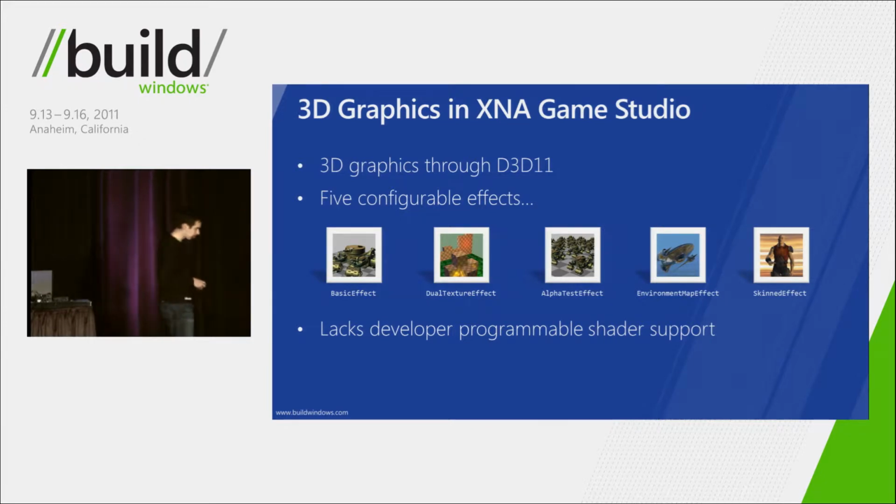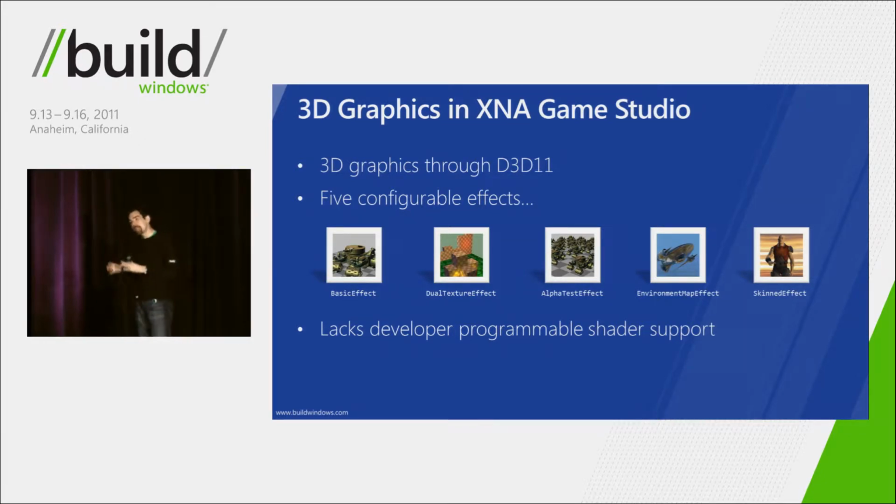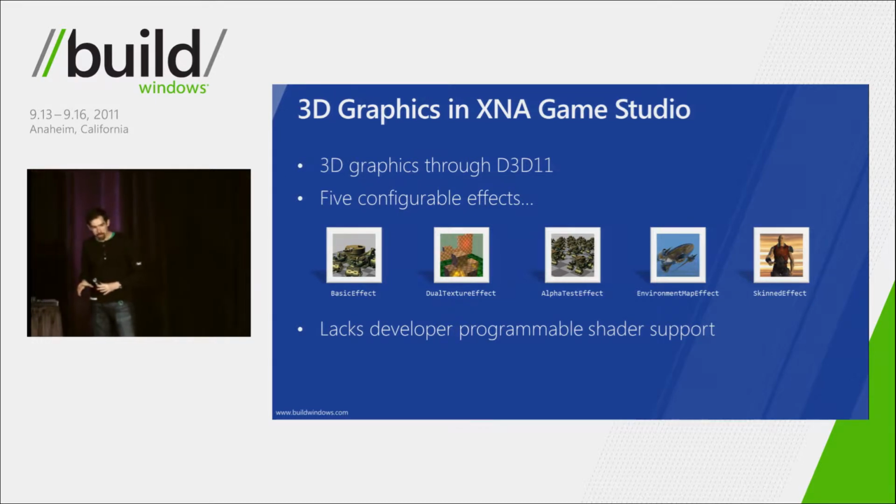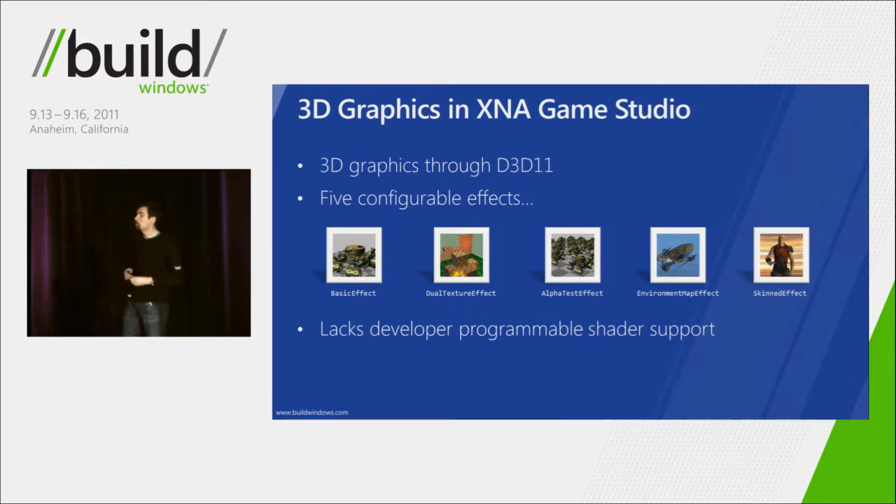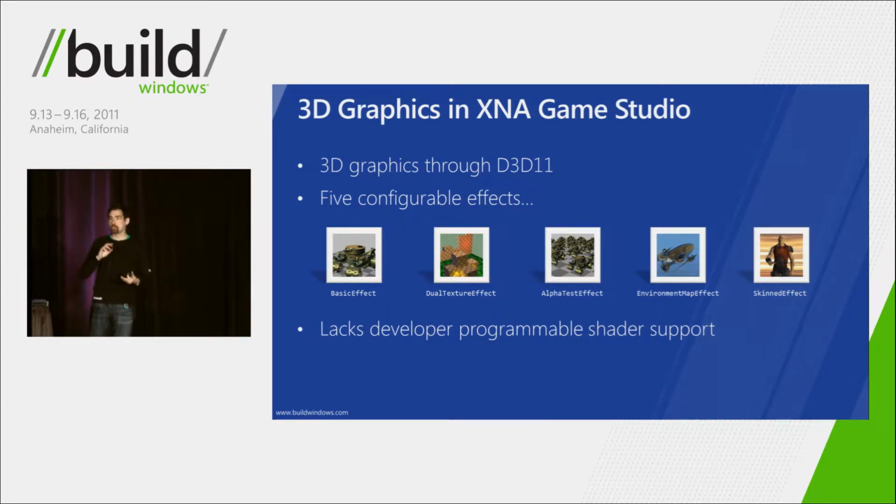What about 3D? As I said, it's a D3D11 API-capable GPU on chassis 1. The actual usage of 3D in XNA Game Studio has been simplified a bit down to 5 configurable effects that you can combine and use to create a variety of effects for your user. The basic effect gives you 3 lights per pixel lighting if you want, and very easy mesh transform, world, view, and perspective transformation. There's dual texture effect for folks that want to burn in their own lighting. So if you have pre-rendered shadow maps or you have pre-burnt-in lighting, you can use dual texture effect.